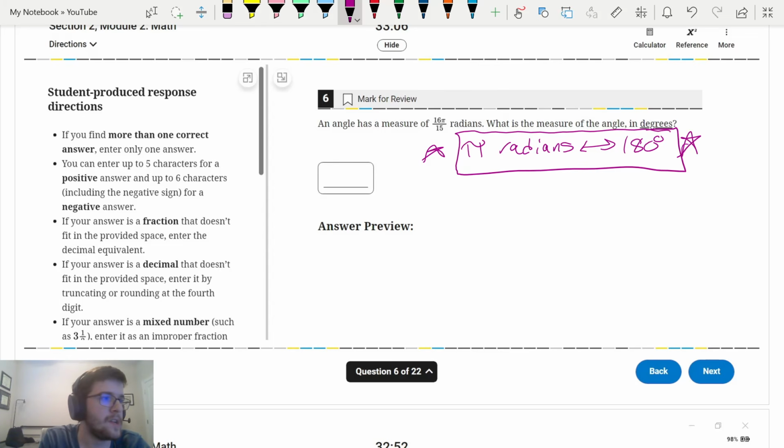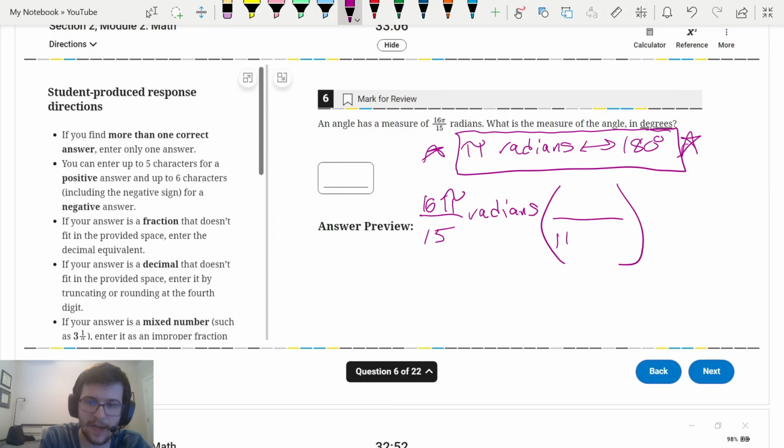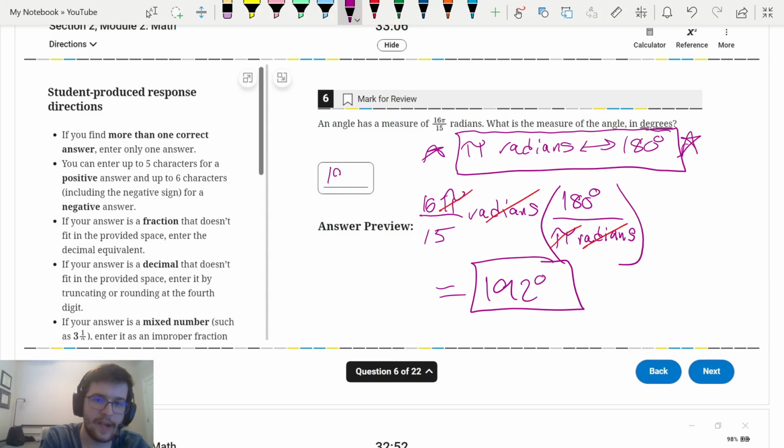So let's say we have 16 pi over 15 radians, okay? And then we want to cancel out the radians. So we're going to put pi radians on the bottom and 180 degrees on the top. And notice the units are on opposite sides of the division sign, so we're going to cross it out. And notice the pi is also on the opposite side, so we can cross that out. Now you just have to do 16 over 15 times 180 on your calculator, and you should get 192 degrees. And that's the answer, 192.